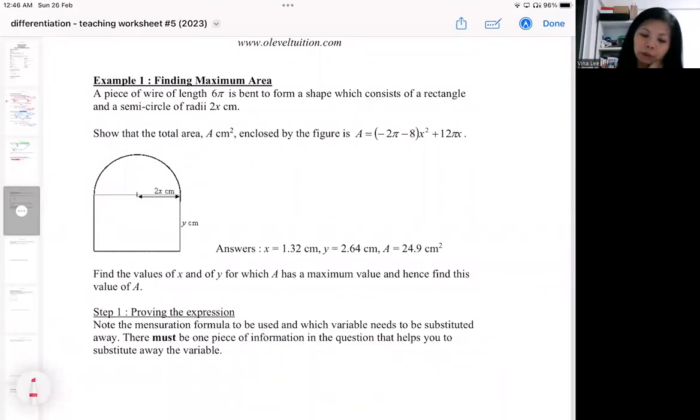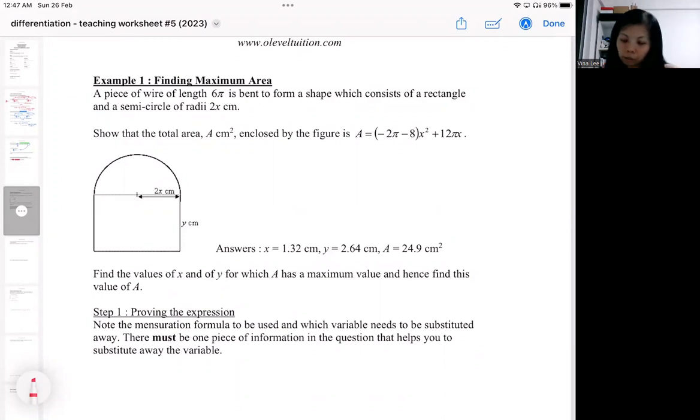Okay, so I'm going to show example one, which is an example on finding maximum area. So you look at the information. The information talks about a piece of wire to form a shape. The shape is a rectangle and a semicircle. So the first part needs you to show the formula.